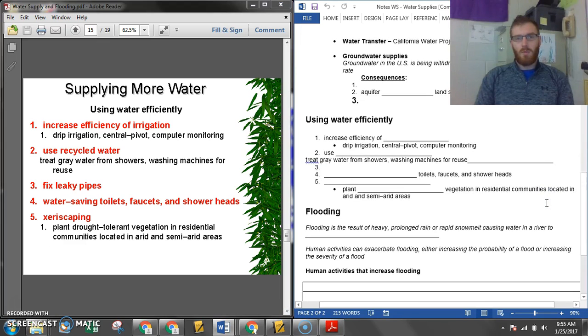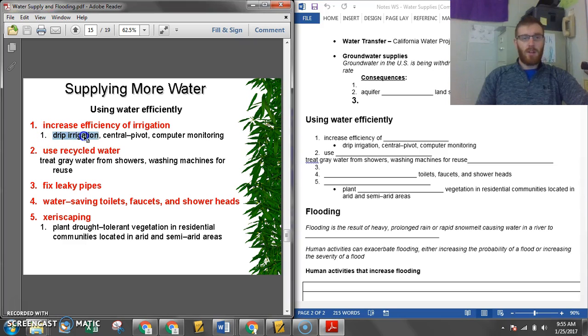All right, how do we use water a little bit more efficiently? One, increase the efficiency of irrigation, right? Improve these systems. So things like drip irrigation, central pivot lines, or computer monitoring for these systems. Use recycled water. Treat gray water from showers, washing machines for reuse. Fix leaky pipes. Water-saving toilets, faucets, and shower heads.